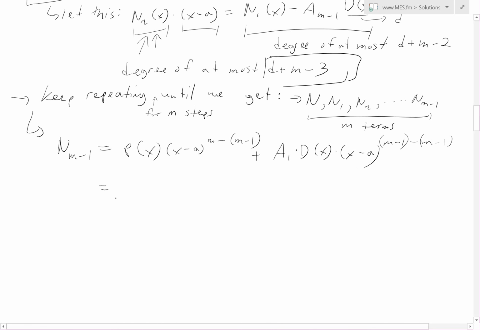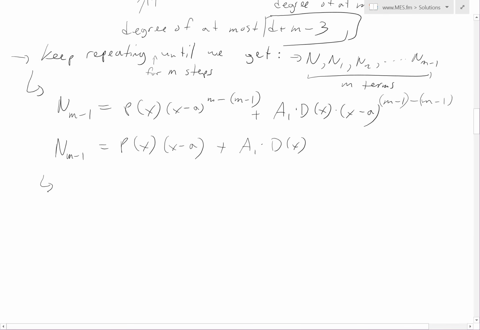So now if we add up these and add up these powers, so n m minus 1, p of x, this is just going to be m's cancel, this negative is going to be positive, so we get x minus a. Now plus this last term, a1 times d of x. Now again, this is m minus 1 minus m minus 1, that goes to 0, this whole thing becomes 1, so we are just left with this.